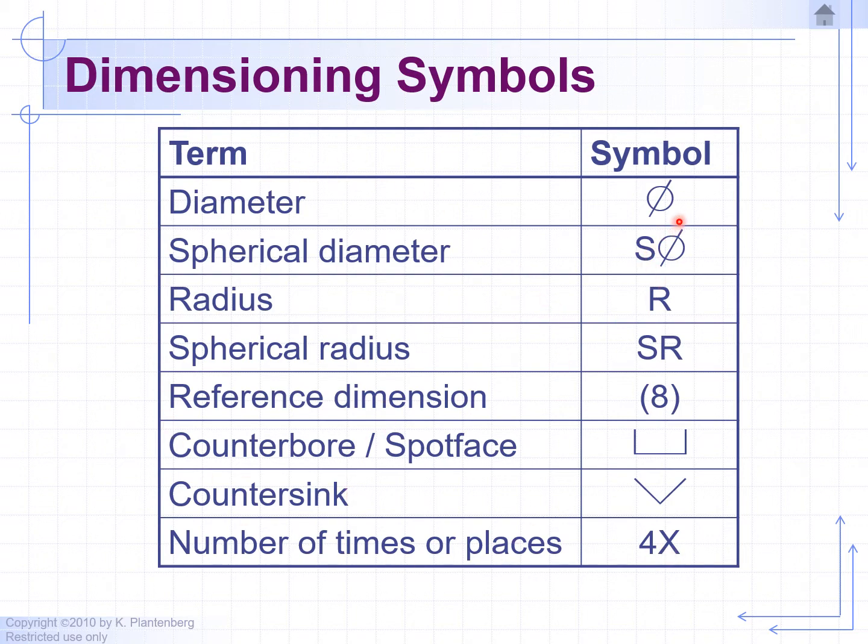Okay, so let's take a look at the first one, diameter. So here's a good example, a circular hole or a cylindrical shape. We're going to use the diameter symbol to describe its feature size, in this case a circular size. If you're dealing with a sphere, we're going to go with spherical diameter. A good example is a trailer hitch, or something as simple as a ball. We're going to put a spherical diameter.